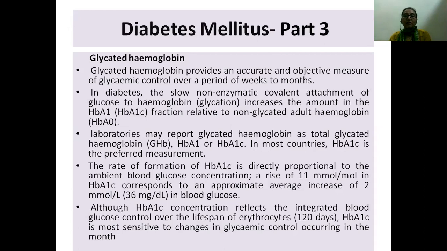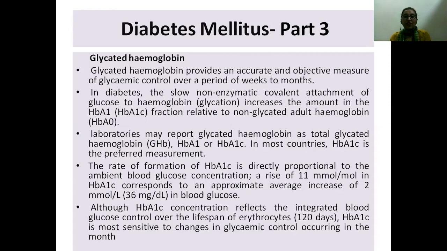That increases the amount of the HbA1c or HbA1 fraction relative to non-glycated adult hemoglobin, HbA0. The laboratories may report glycated hemoglobin as total glycated hemoglobin, GHb, or HbA1c or HbA1. In most countries, HbA1c is the most preferred measurement. Now, the rate of formation of HbA1c is directly proportional to the ambient blood glucose concentration.